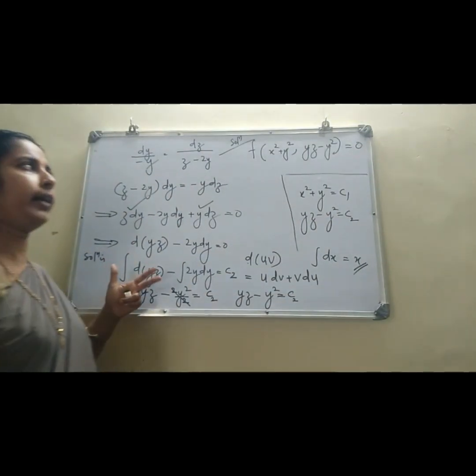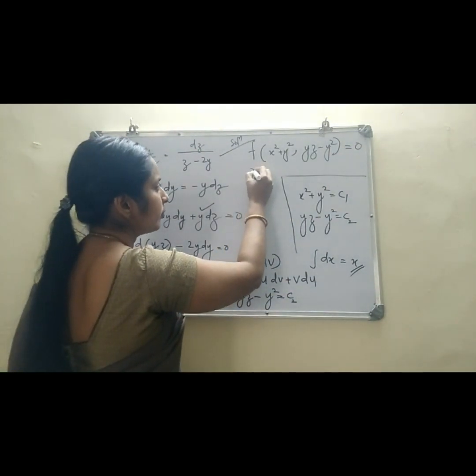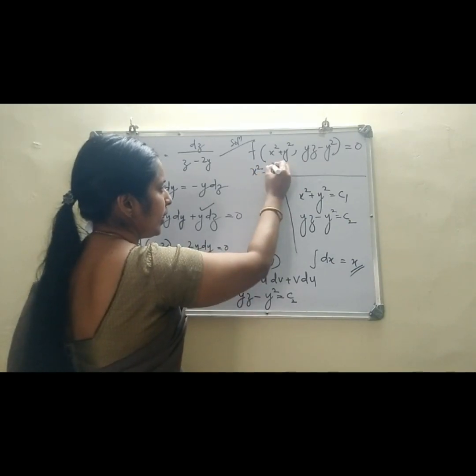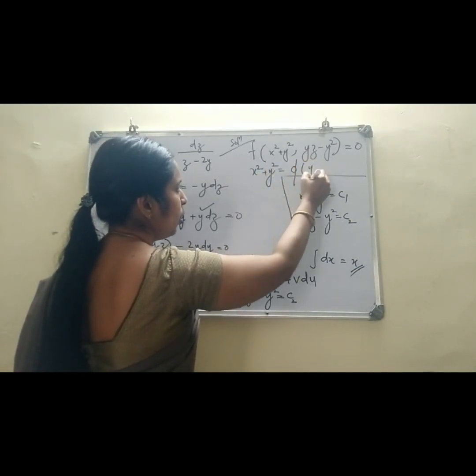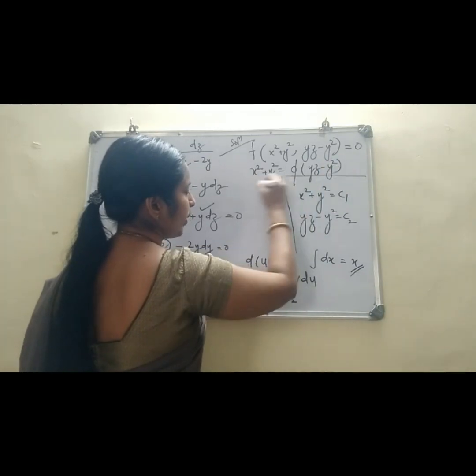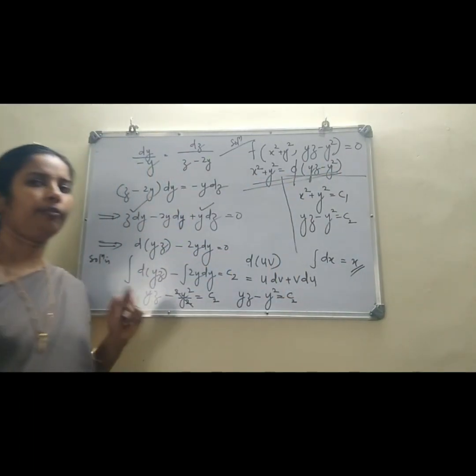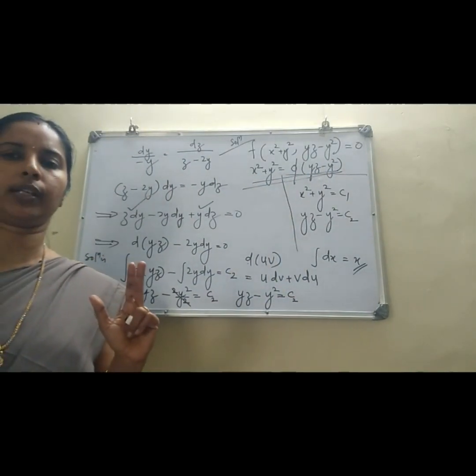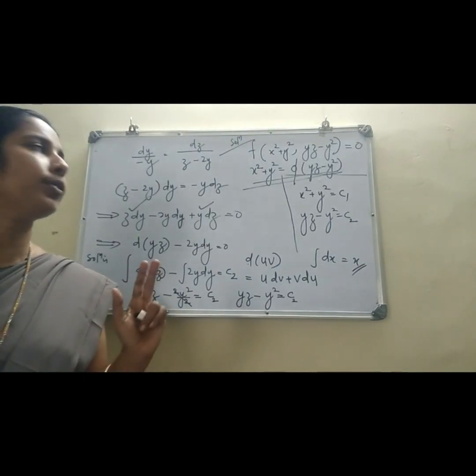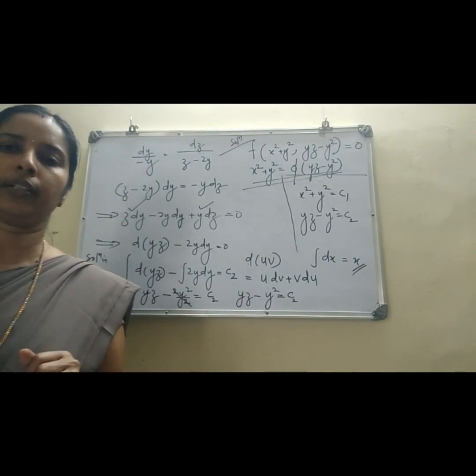Or you can rewrite it as x square plus y square equal to a function of yz minus y square. If you get two solutions of the auxiliary equation, then you can easily write the solution of the given partial differential equation.